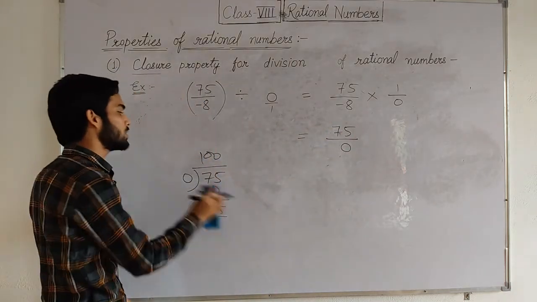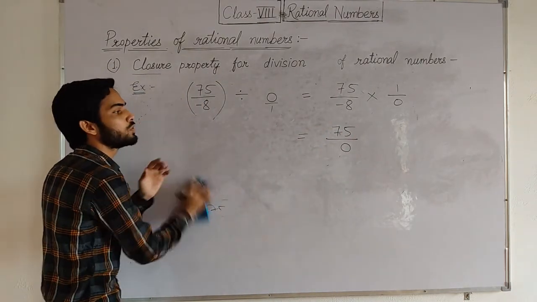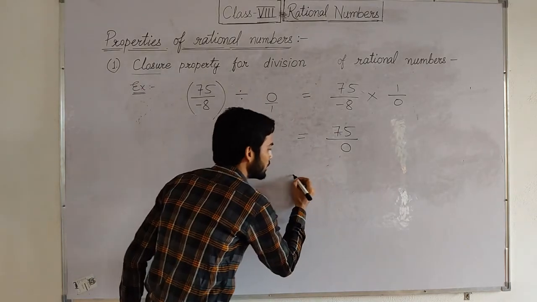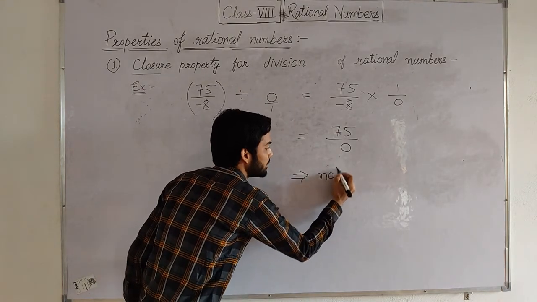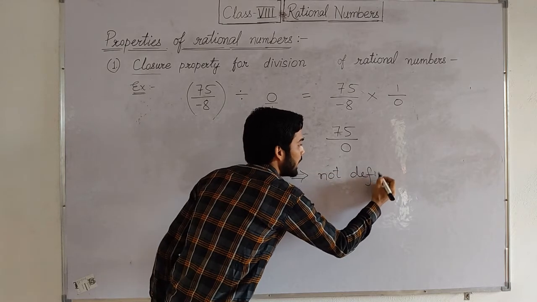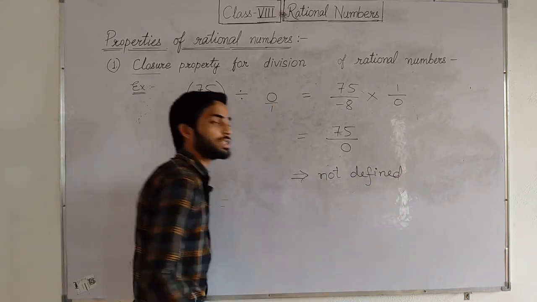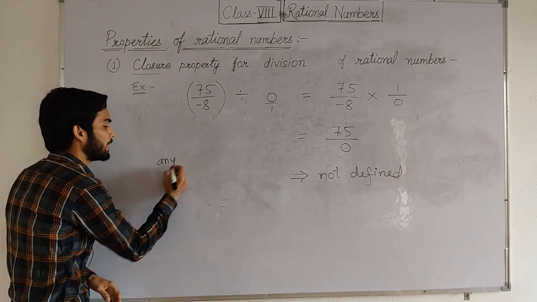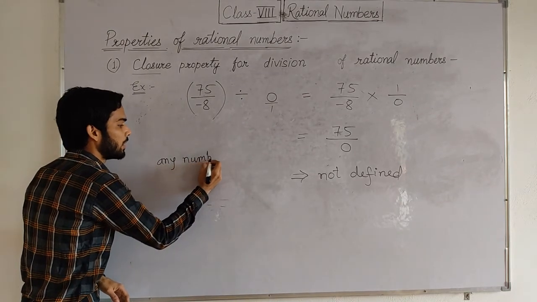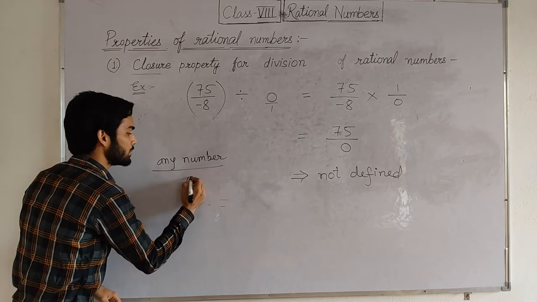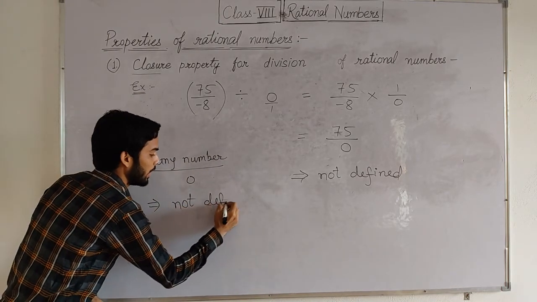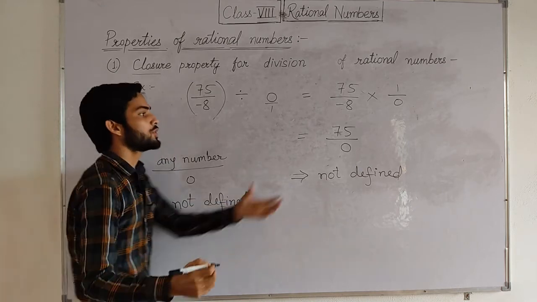So we cannot say that it is a rational number. This is not a rational number. 75 upon 0 is not defined. In fact, my dear students, any number upon 0 is not defined. And when it is not defined, this is not a rational number.